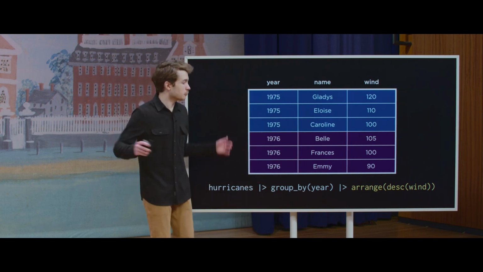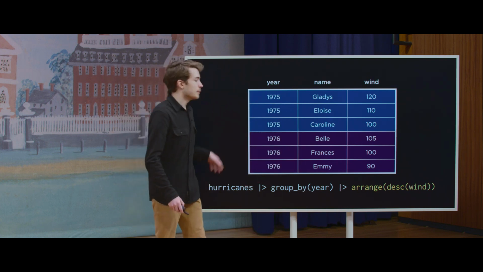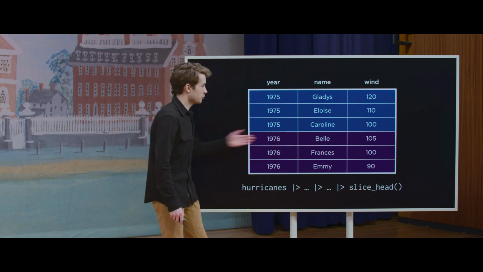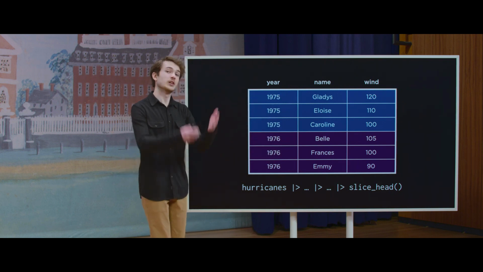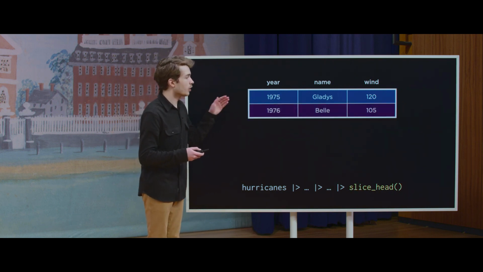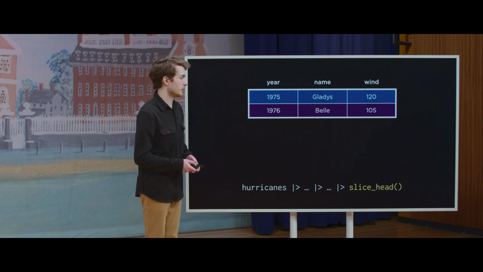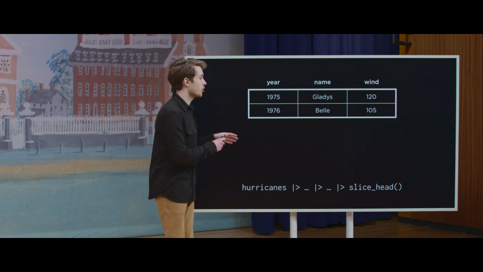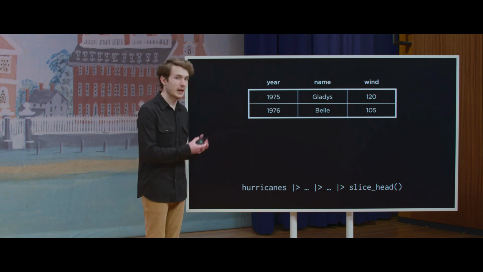And then for the final flourish here, I could take each of these groups and pass them into this function called slice head, which basically means take the first row you see in each group, and what will I get back? Well, the single hurricane that had the strongest wind speed in any given year. Pretty cool. So let's try this out now in RStudio and see what improvements we could still make.